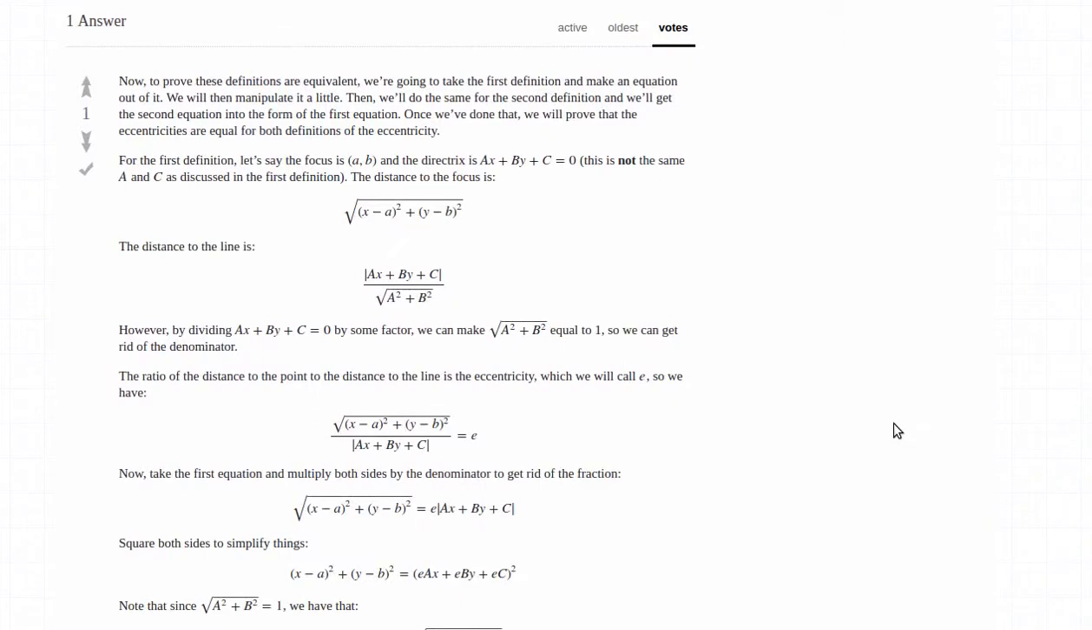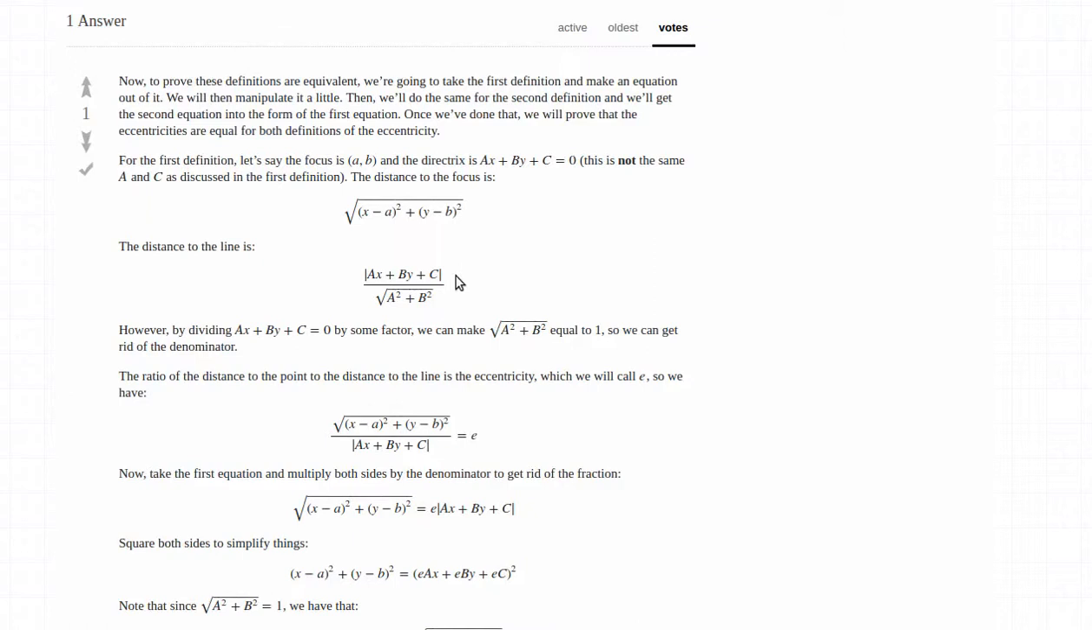So we take the first definition and make an equation out of it. We're going to say the focus is (a, b), and the directrix is ax + by + c = 0. The distance to the focus is the square root of (x minus a) squared plus (y minus b) squared, distance formula. Distance to the line is this formula, |ax + by + c| all over the square root of a squared plus b squared.